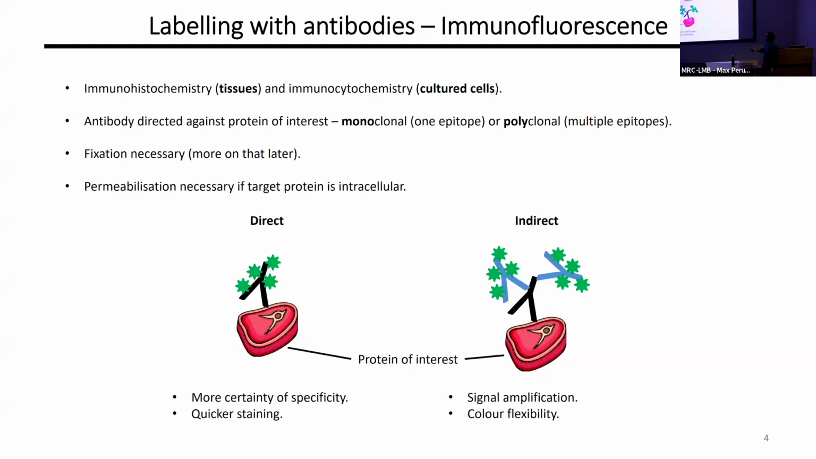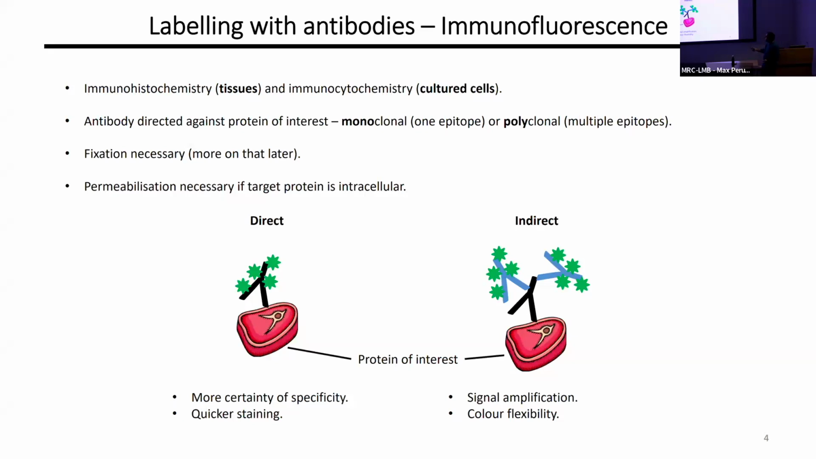And of course, you generally have two types of antibodies: monoclonal, which target one epitope, and polyclonal, which target multiple epitopes. For immunofluorescence, you usually need some kind of fixation to fix all the molecules in their state and preserve the structure, and also some kind of permeabilization so the antibody can actually enter inside the cell.